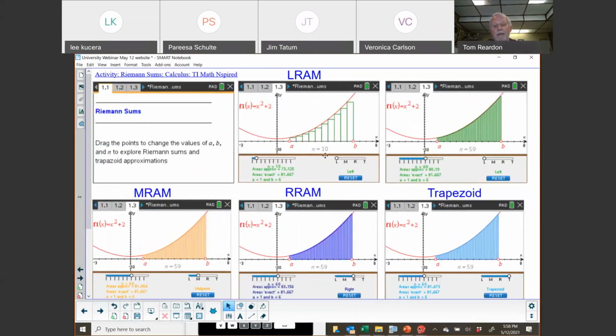I love this one when we start talking about the rectangular approximation method: midpoint, right, and trapezoid. This will do it for you and has a slider so you can have as many rectangles or as few as you want. I think it's a great visualization for Riemann sums.